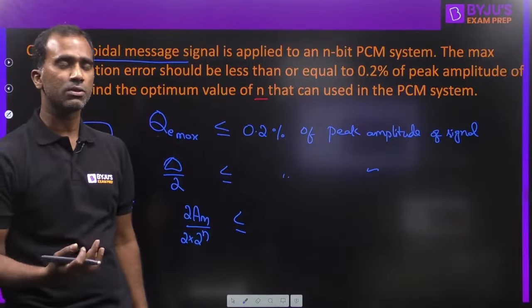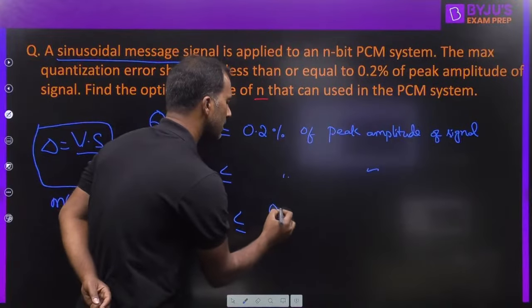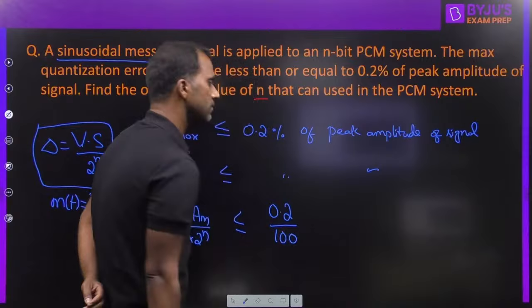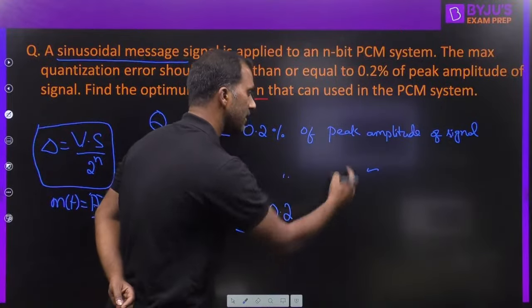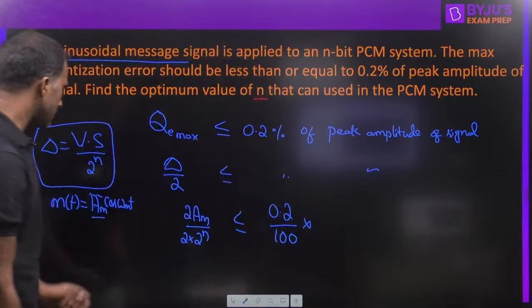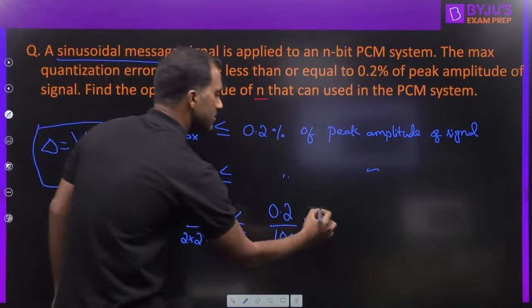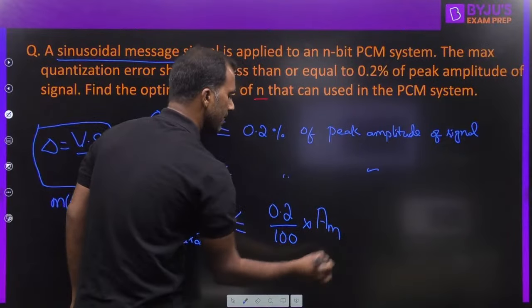Percentage, let's convert it into normal scale. How do you convert into normal scale? If you want to convert a percentage into normal scale, just divide it by 100. So 0.2 divided by 100 into peak signal amplitude. The peak amplitude of the signal, we have assumed it as Am cos omega mt. So in that assumption, peak amplitude is Am.